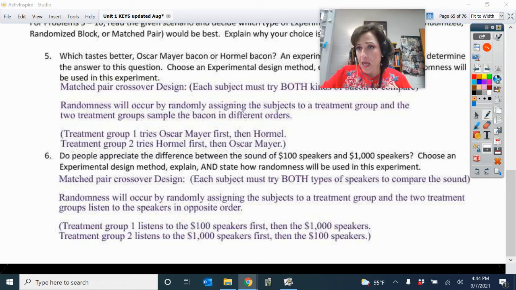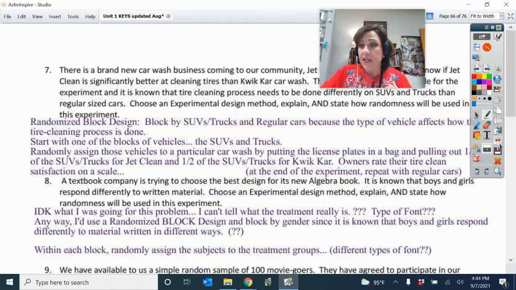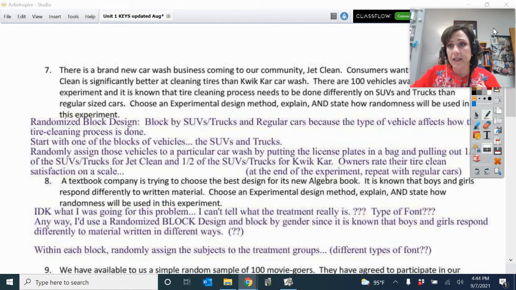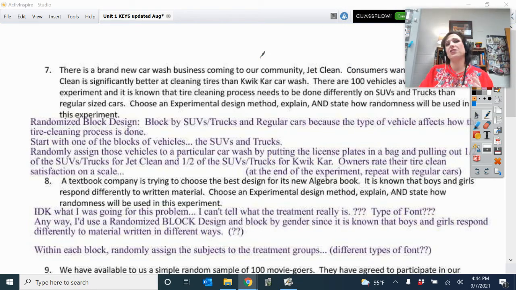All right, now with number 7, there's a situation where you could match pairs. Yes, you can match pairs for everything, and matched pairs is just a more specific way of blocking. But if you listen to the language in this problem, it was gearing you down the path that there's really only one major component affecting how these tires are washed. And that's, of course, the size of the tires, which would be affected by the type of vehicle. So these bigger vehicles have these bigger tires.